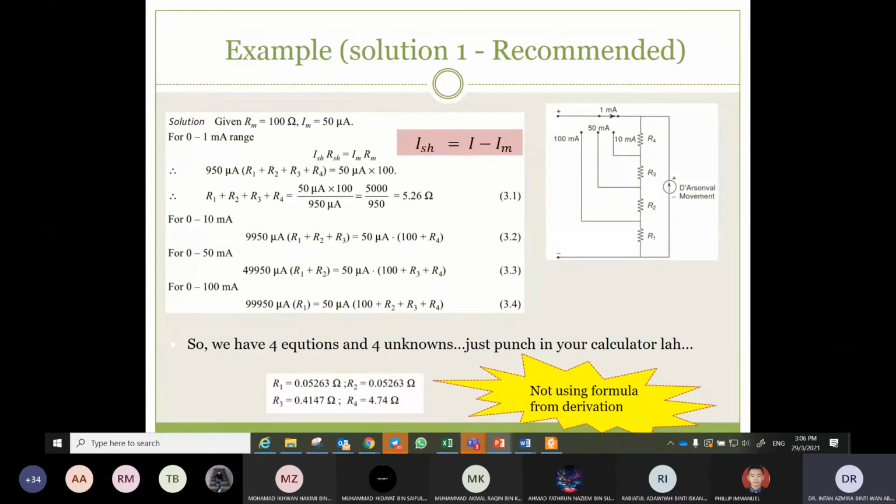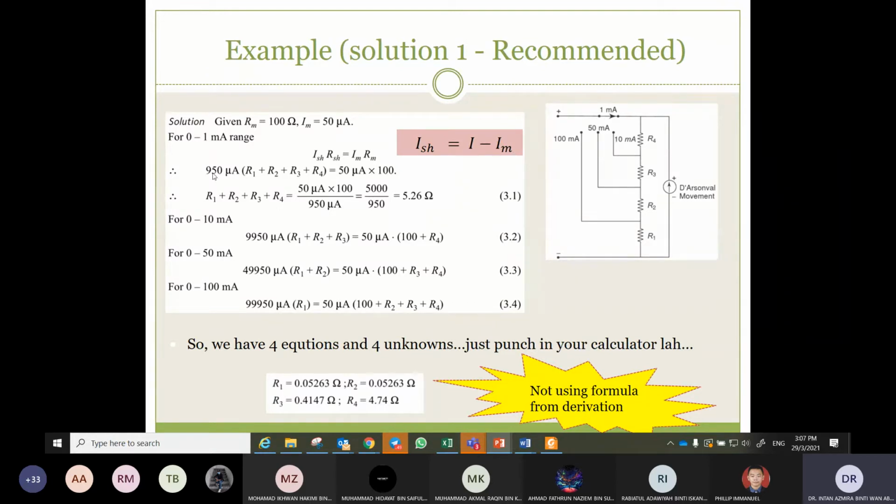How to get? I shunt is I1 minus Im, right? Okay, what minus what? 1 milliampere minus 50 micro. So at the 1 milliamp range, this is I shunt 1. I shunt 1 is equal to I1 minus Im, meaning 1 milli minus 50 micro.